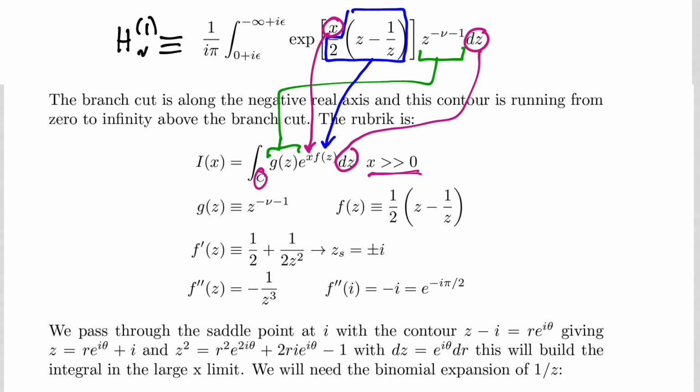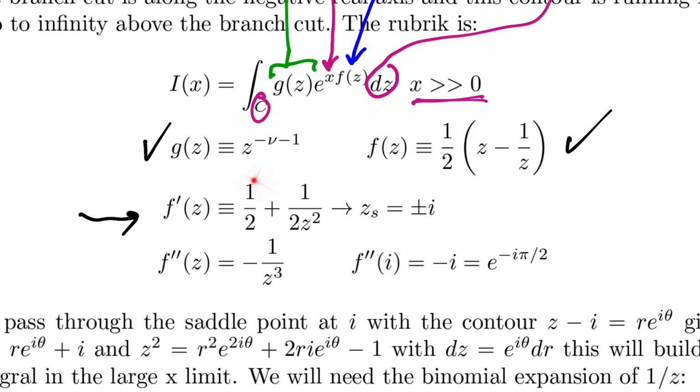So we have our function g. Let me see. Our function g, check. Our function f, check. Now we will calculate f prime, which is very, very easy. Because f is analytic, we can just go ahead and take its derivative. And where this derivative equals 0, where f prime equals 0, those are the saddle points.